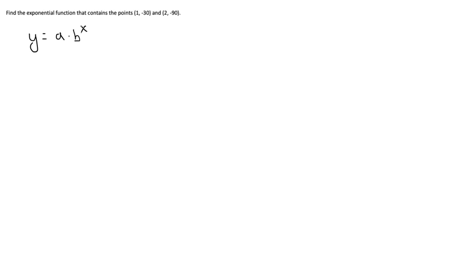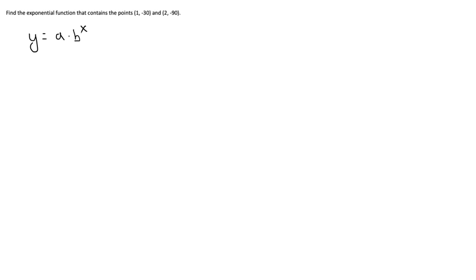Remember, x and y are just the variables that we plug in. Your job is to find b and a. B is the base of the exponential function, and a is just a coefficient. A is just some number that we're going to be multiplying by at the very end.